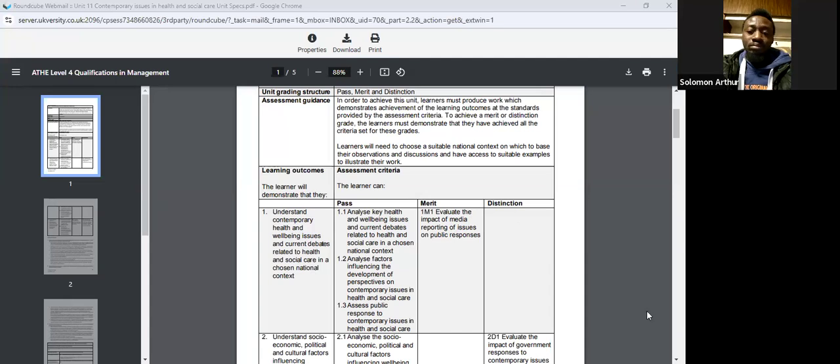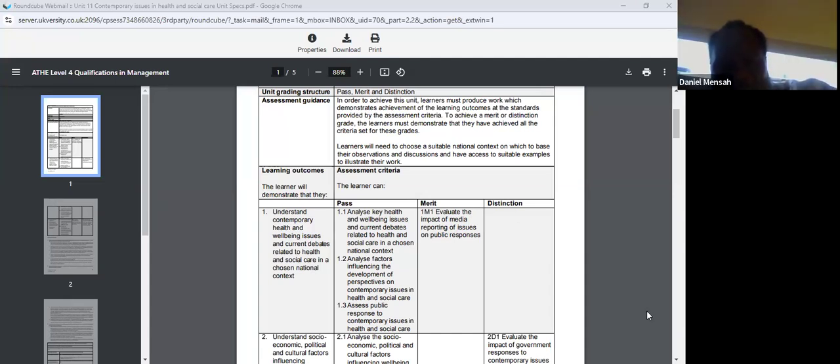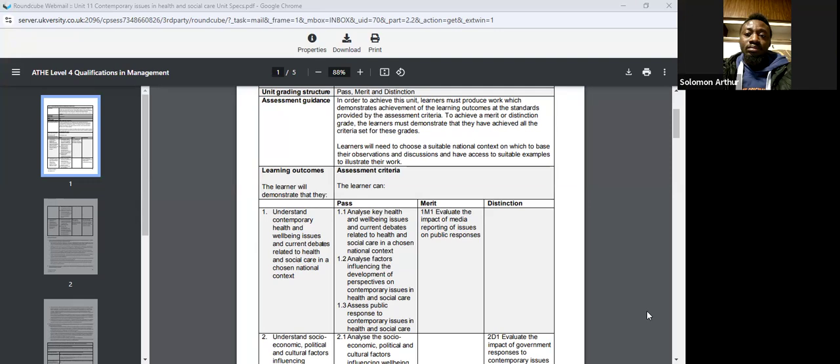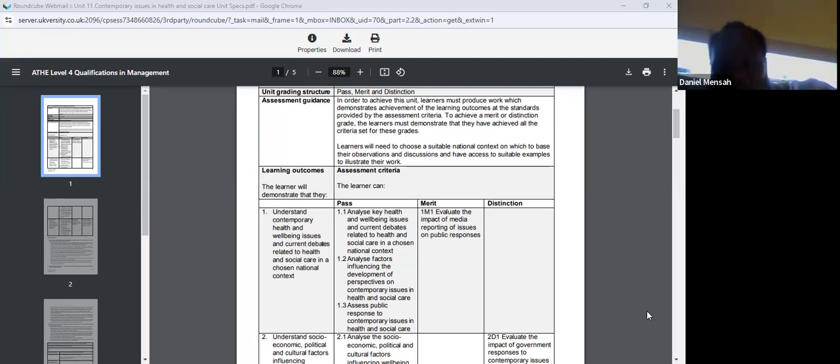Which is more about understanding the contemporary health and well-being issues and the current databases related to health and social care. One of the main areas we are going to look into is what determines the mark you get within the healthcare. In determining the health and social care, we expect that the learner should be able to analyze the key health and well-being issues and the current database related to the health and social care in your chosen national context.